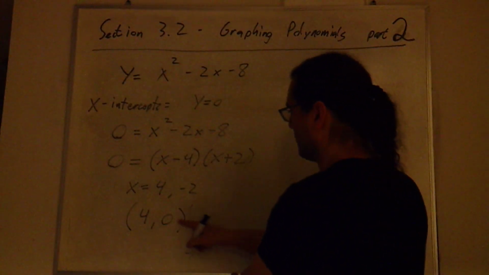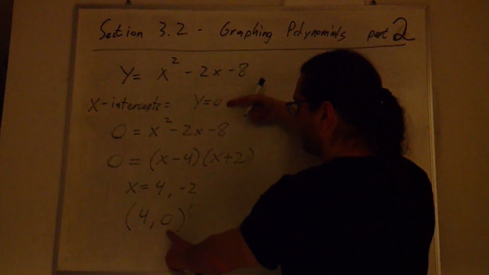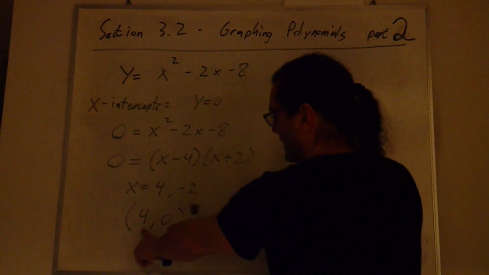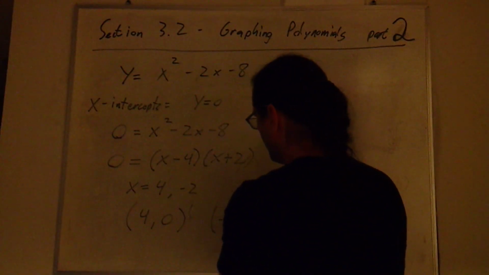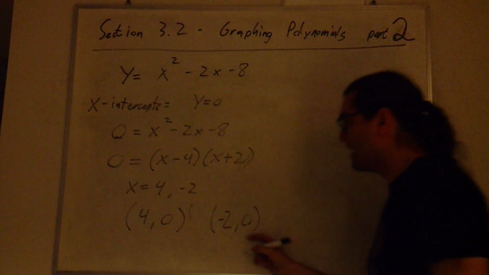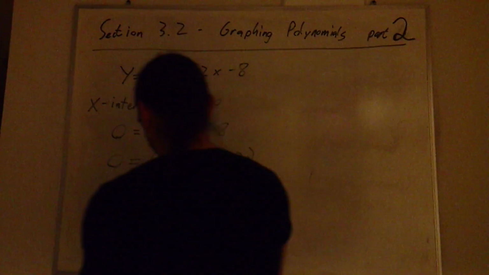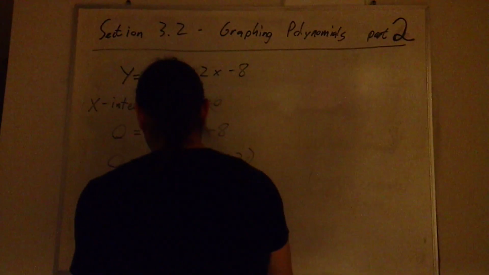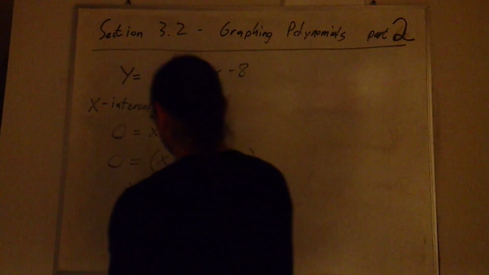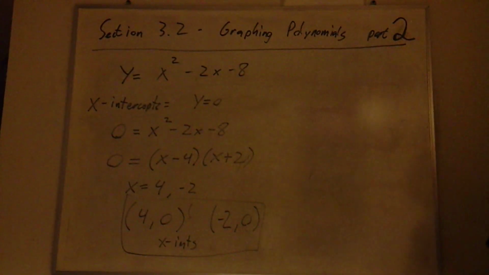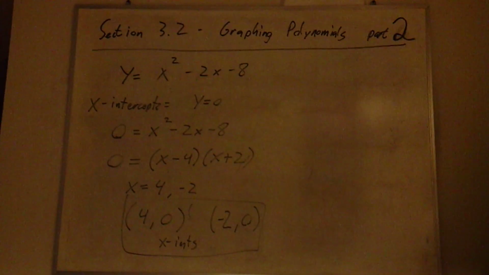4, 0 is a point. Remember, this all happens because I set y equal to 0. And 4 is the x value that gets me there. And negative 2 is the other x value that gets me there. These are my x-intercepts. I'll call them x-ints. So that's all there is to that.